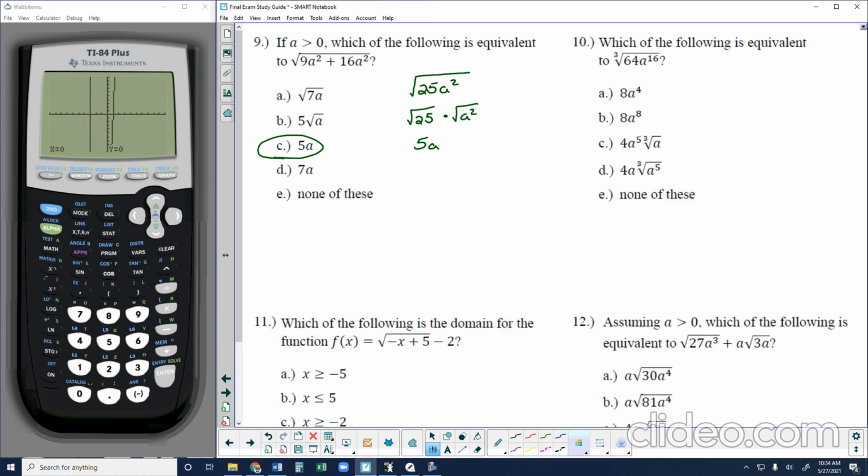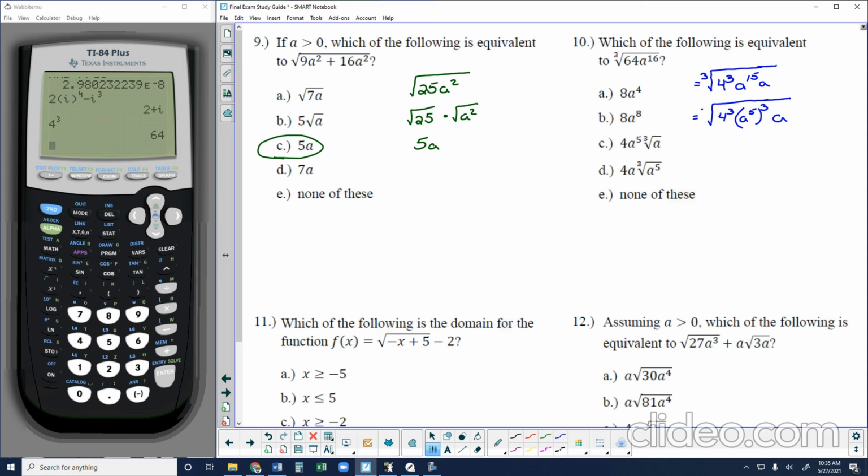In problem 10, it says, which of the following is equivalent to the cube root of 64a to the 16th power? Now remember, with cube roots, we're taking a look at numbers that can be cubed. So what I could do is rewrite this as 4 cubed. So 4 times 4 times 4, or 4 cubed, is 64. Now I'm going to take 16 and split it up into a to the 15th times a. A to the 15th times a is a to the 16th. But more importantly here, I can write a to the 15th as a to the 5th cubed. So breaking down a to the 15th as 3 versions of a to the 5th allows me to simplify this.